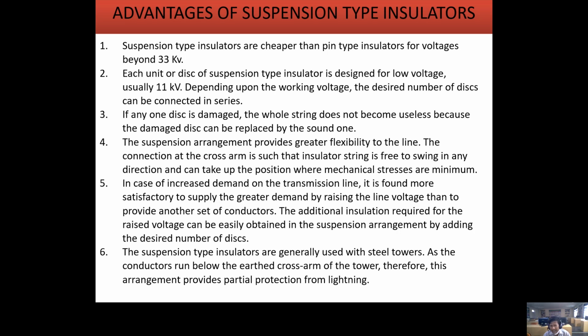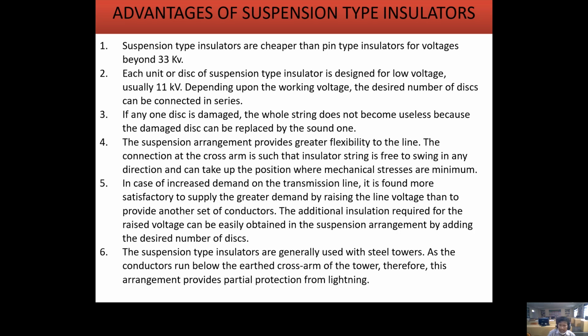Suspension arrangement provides greater flexibility to the line. The connection at the cross arm is such that the insulator string is free to swing in any direction and can take up the position where mechanical stresses are minimum. Suppose there is an increase in demand on the transmission line; it is found more satisfactory to supply the greater demand by raising the line voltage. The additional insulation required for the raised voltage can easily be obtained in the suspension arrangement by adding the desired number of discs.